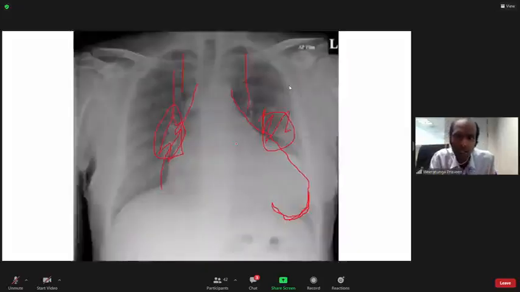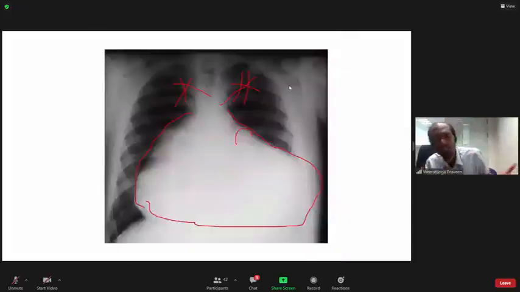Compare this with this one. The heart looks massively enlarged, but you don't see any features of heart failure on this X-ray. And the hila are obscured. You don't see the hila very clearly. So this is a pericardial effusion. When you have a large heart, always think of a pericardial effusion. The differences between heart failure, large heart, and a pericardial effusion are, in pericardial effusion, the hila are obscured. You don't see the hila clearly, and you don't see any of the features of pulmonary edema, none of the features, right, of pulmonary edema.